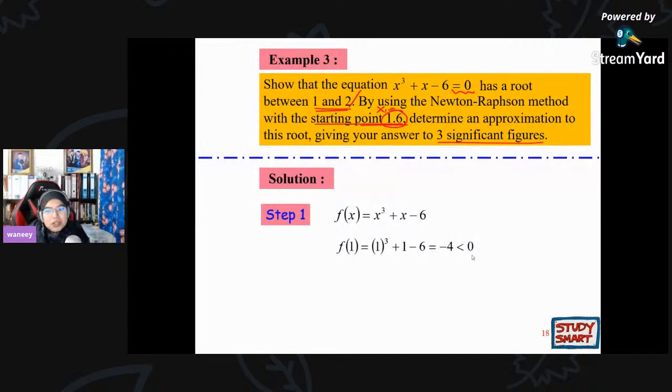Another one, substitute with x equal to 2. So we got 2 cubed plus 2 minus 6. So 8 tambah 2, 10. 10 tolak 6. So the answer is 4. 4 is actually greater than 0.